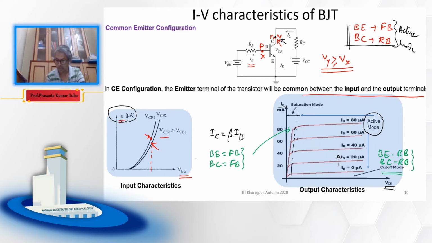And in the active mode, this condition is valid, as I said already, and in this situation, the IC is almost independent of VCE. Okay, so here also we can say that transistor can act as a constant current source. Okay, because IC is not changing even if there is change in VCE.